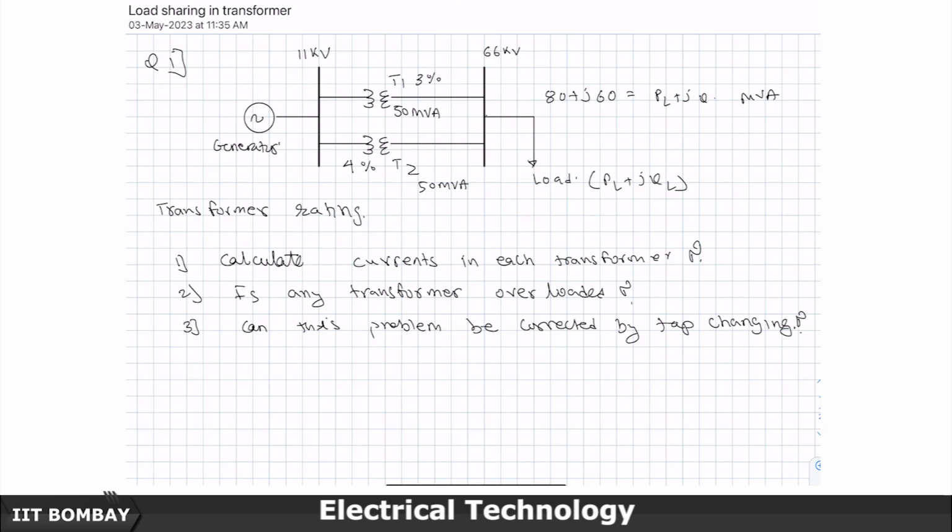Now this load I can supply through one transformer of 100 MVA, or I can supply it through two transformers of 50 MVA each. Which is a preferred method to do that? Well, from the reliability perspective, I would prefer that I split it between two transformers of 50 MVA. Why? Because devices will fail.